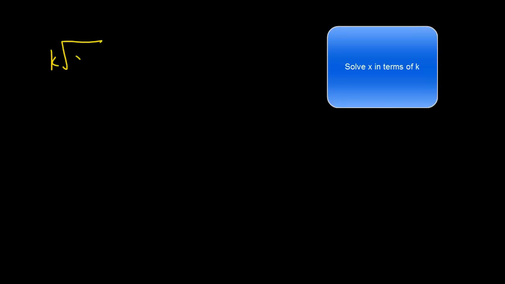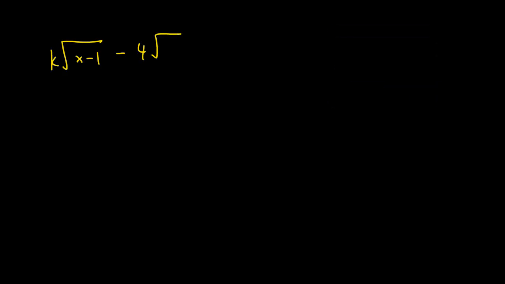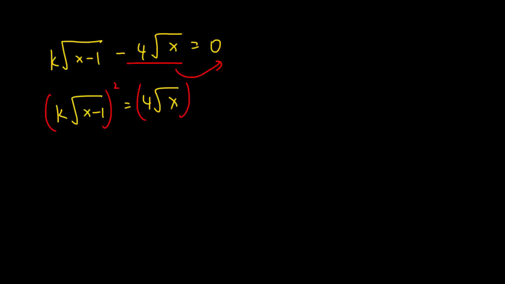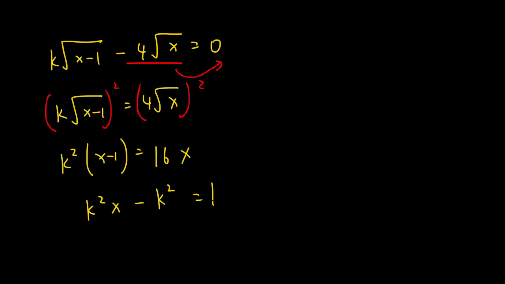So let's try another equation. We have k square root of x minus 1 minus 4 square root of x equals 0. Now we put this to the other side. So that would be k square root of x minus 1 is equal to 4 square root of x. So again, we square, and that would be k squared times x minus 1 is equal to 16 times x, right? So that would be k squared x minus k squared equals 16x.